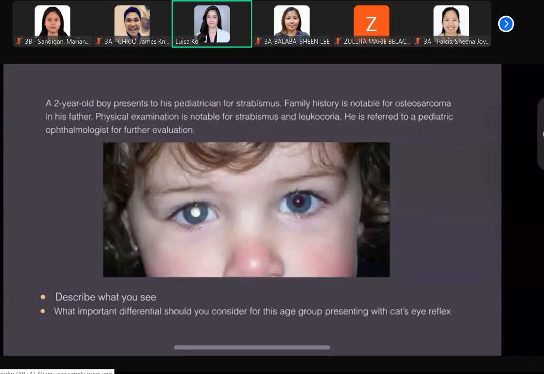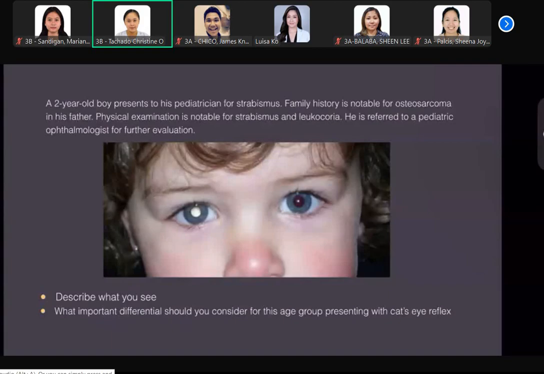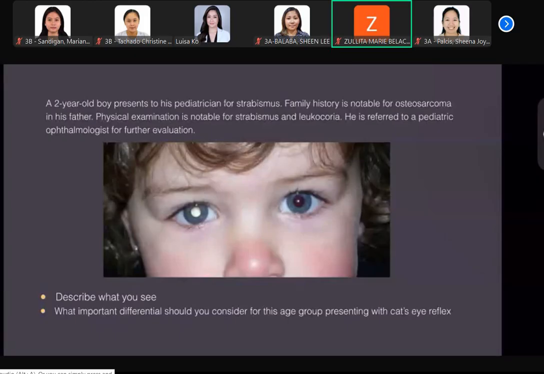So in this case, with a differential of cat's eye reflex in this particular age group, what is the most important differential you should be considering? Retinoblastoma. Why? Retinoblastoma. Okay, perfect. Why is it a very important differential? Because it is most common, Doc. Common primary. Present in children under 5 years of age, Doc. Yes. So that means it's life-threatening.